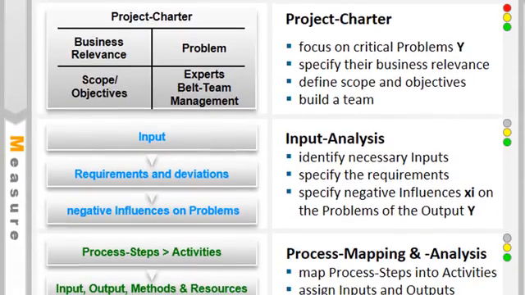While the primary purpose of the define phase is to identify the whys, i.e. the problems of the outputs, the purpose of the measure phase is to specify the negative influences on the output which trigger the problems.